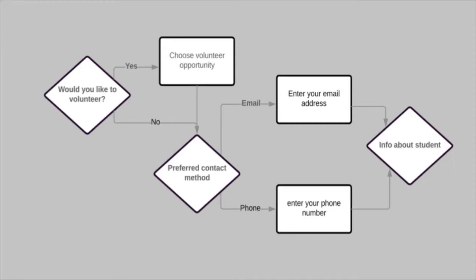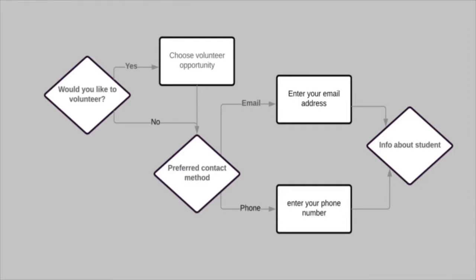In this case, I want to create a form where I ask parents if they want to volunteer in my class. If they say yes, I want to present them with a list of choices. If they aren't interested, then I want to skip the list of opportunities. Then I'll ask parents how they want to be contacted. If they like email, I want them to enter their email address. If they want to be called, then I'll have them enter their phone number. Then I'll have everyone answer a series of questions about the student.